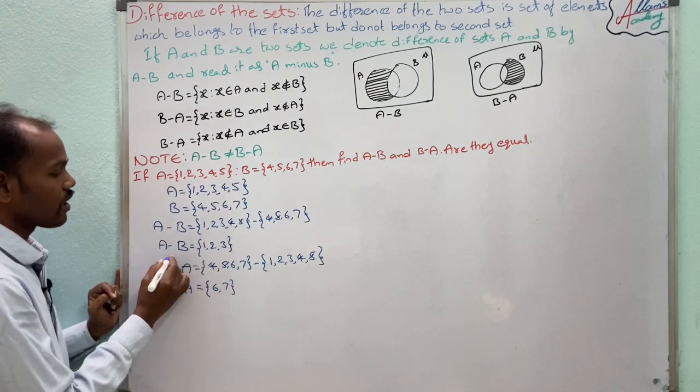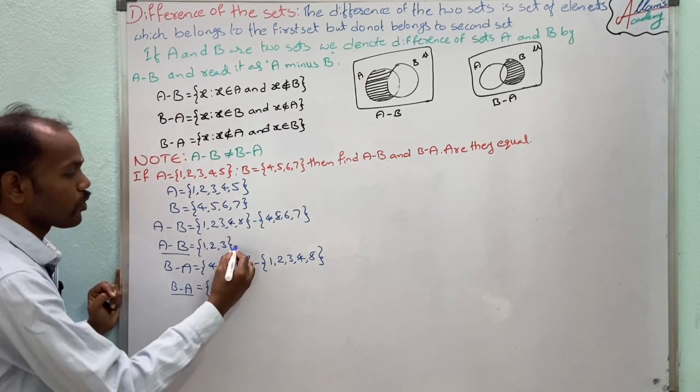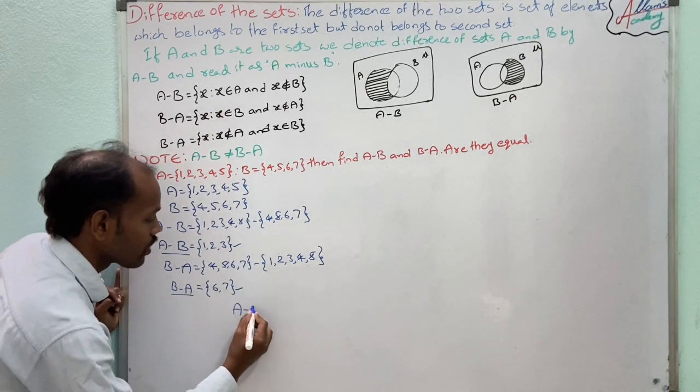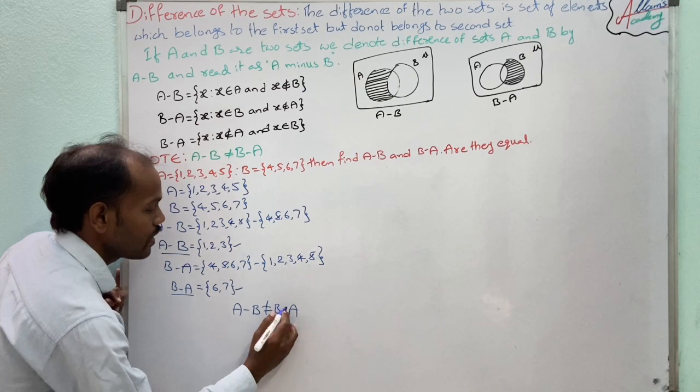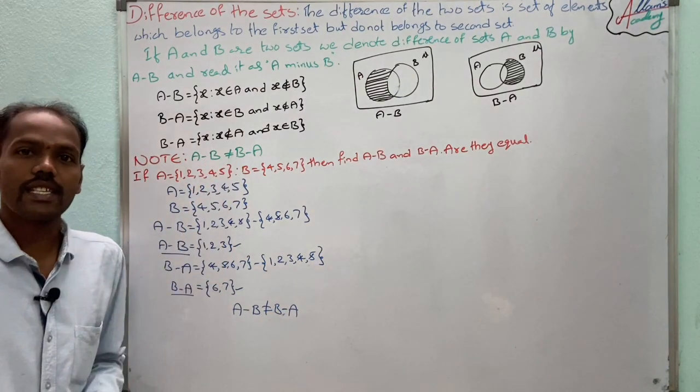Now observing the two answers, A minus B and B minus A, both answers are not equal. So we can conclude that A minus B is not equal to B minus A.